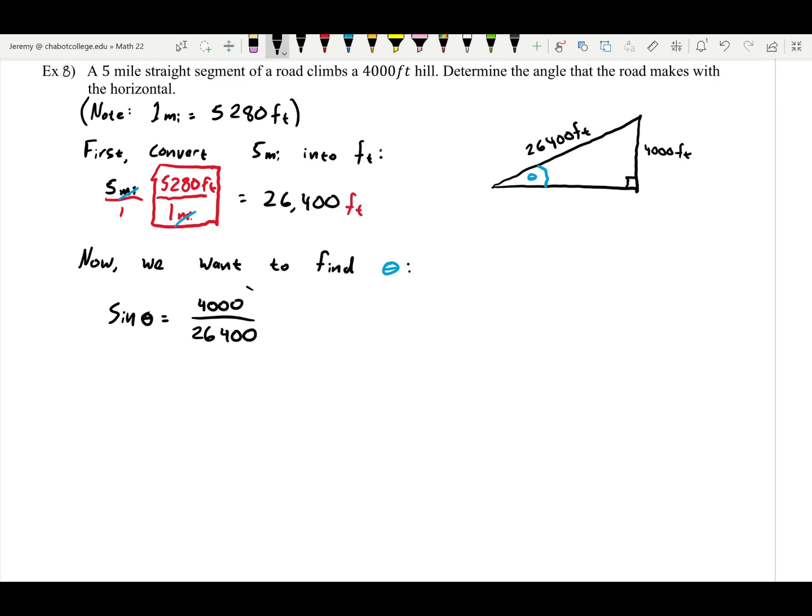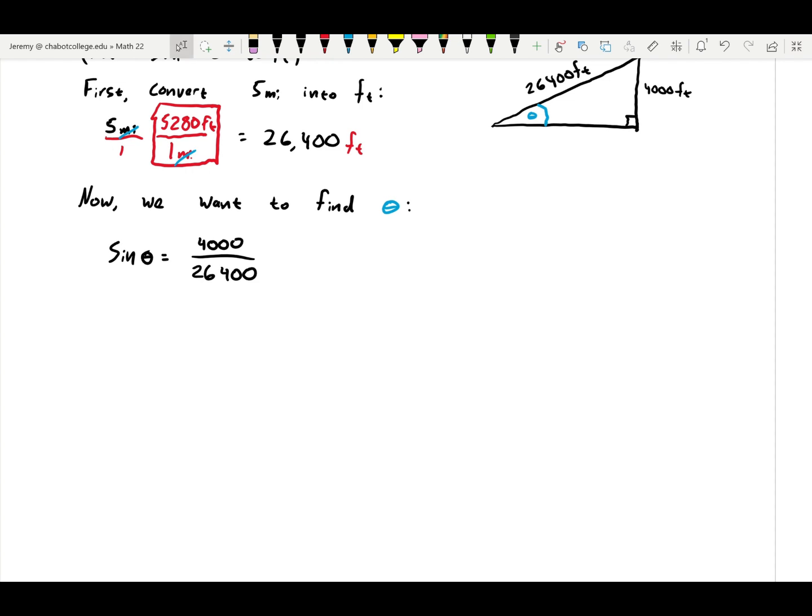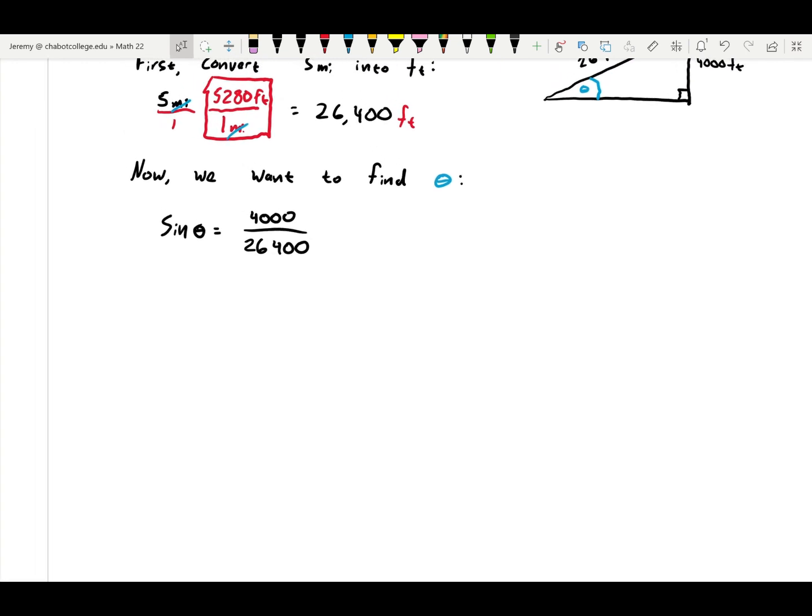Now this value 4,000 over 26,400, this is not some y coordinate that I recognize on the unit circle, right? This is not an easy value to deal with. If this was like 1/2 or root 3 over 2 or something like that, maybe I'd be drawing the unit circle, but that is not going to work for us this time.